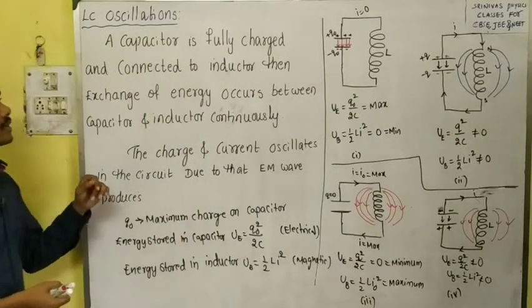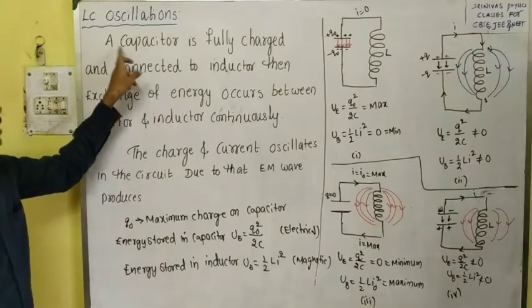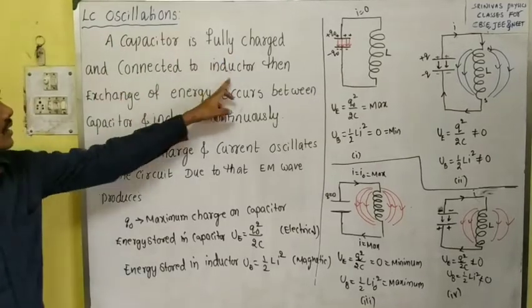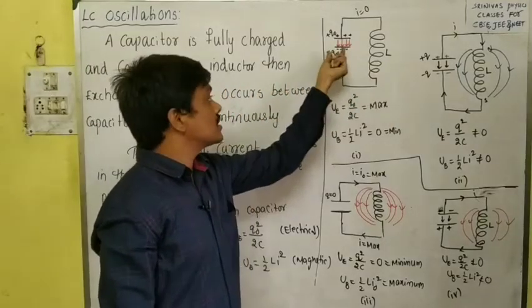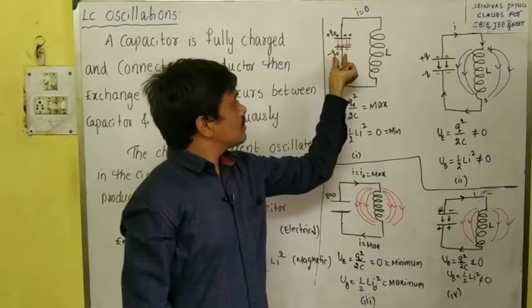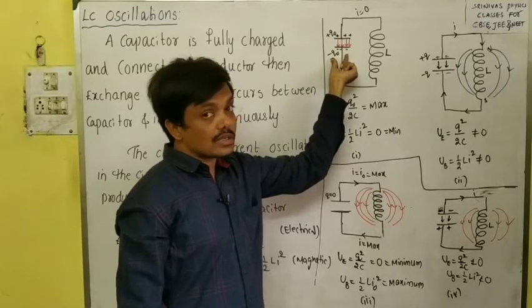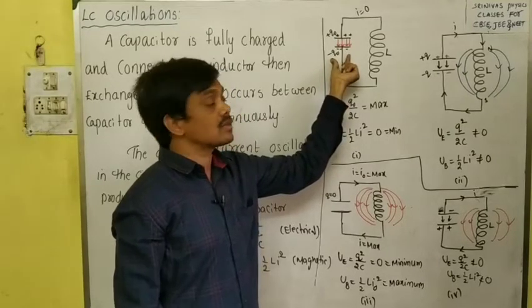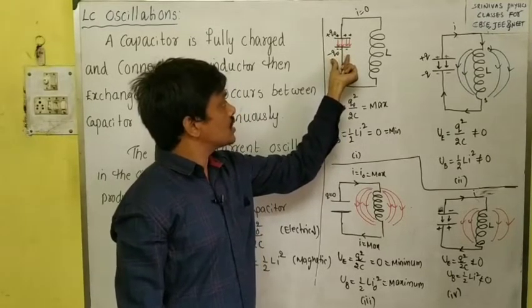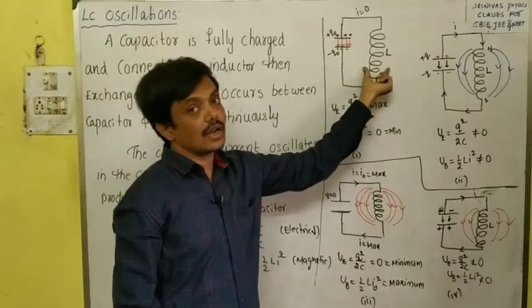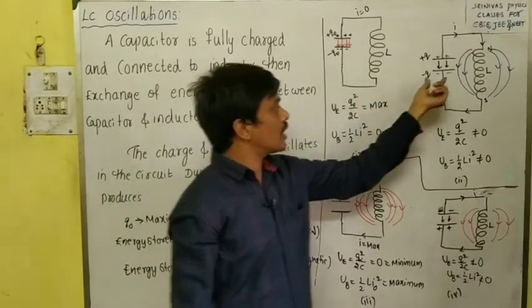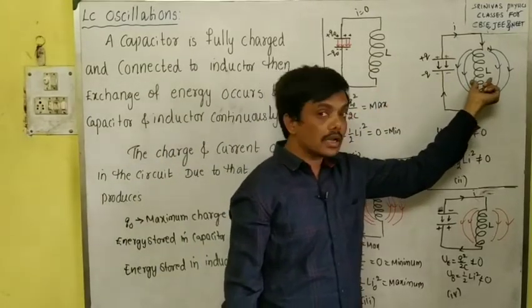Let us go to some other case. What I wrote here: a capacitor is fully charged and connected to the inductor, then energy is exchanged between the capacitor and inductor. That means if the capacitor is fully charged, initially the capacitor has maximum charge. When it starts to discharge, the energy in the capacitor decreases and the energy in the inductor increases. After some time, both have nearly equal energy.